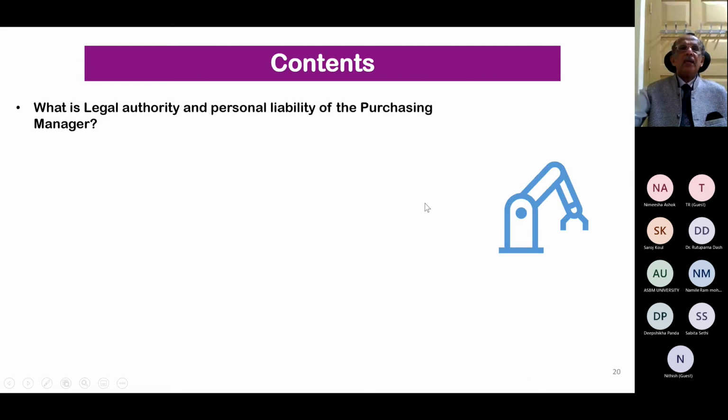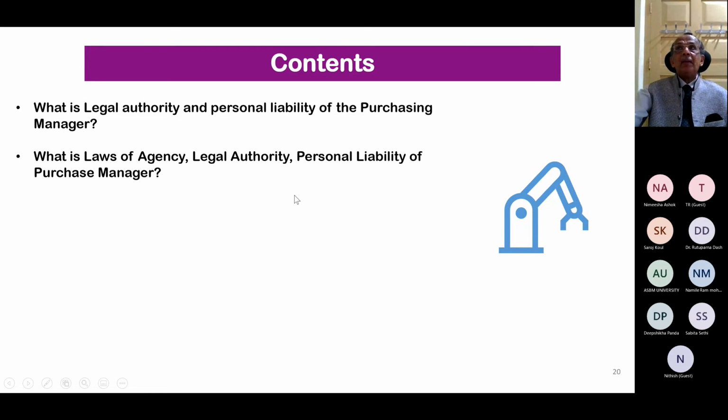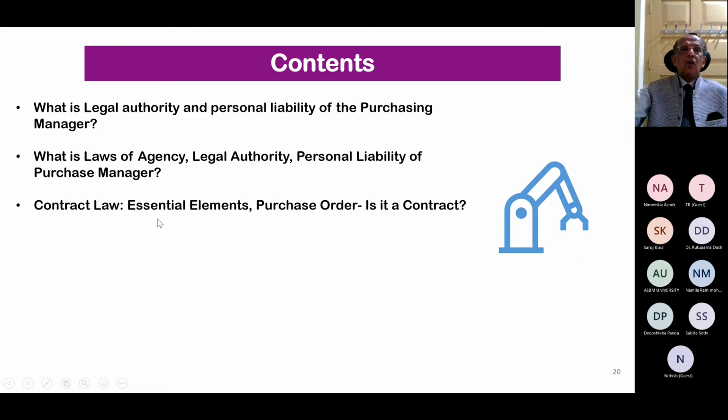So what we are going to see today is what is the legal authority and personal liability of the purchasing manager. Please listen very carefully, because this is law. What I'm going to explain is more law and its implications. What is the law of agency, legal authority, personal liability of the purchase manager? Contract law. What are the essential elements of a contract? Purchase order. Is it a contract?